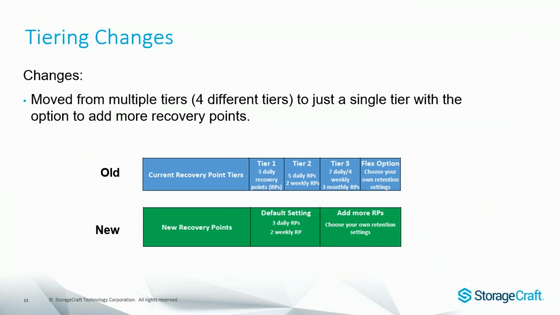So if you look in the little blue box, the old version had just a single tier with the option to add more recovery points. What we've done is essentially simplify the process of everything. Previously, we would have to discuss what service level you want, basic, plus, or premium, and also what tier level you want, 1, 2, 3, or do you want to choose your own?